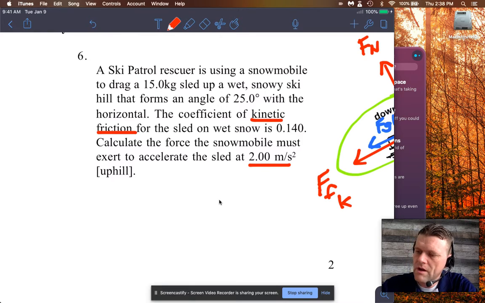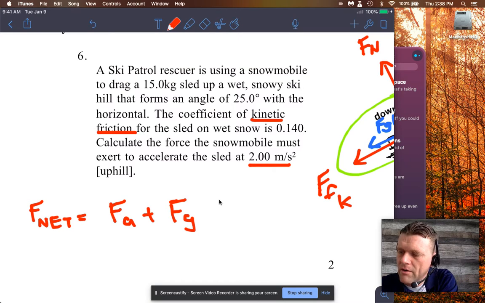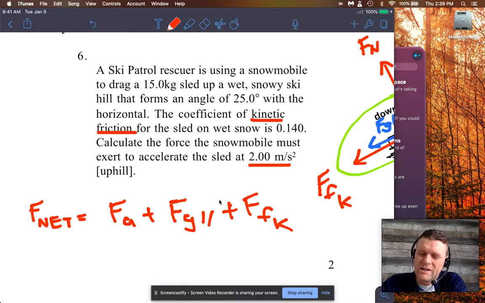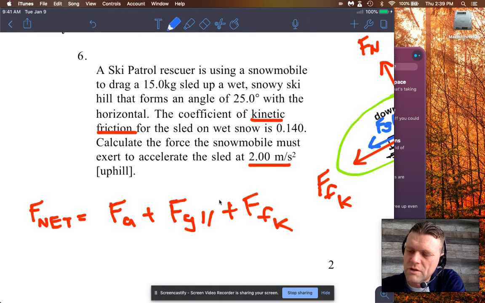So the net force then is going to equal the force applied going uphill plus the two forces downhill. So that's the force of gravity parallel plus the force of kinetic friction. Now I'm writing it like this because I'm just getting a total force here. What you should note is that the net force is really going to be uphill.